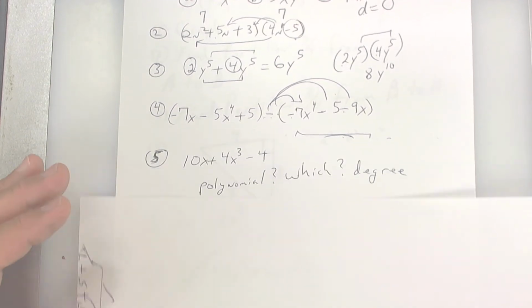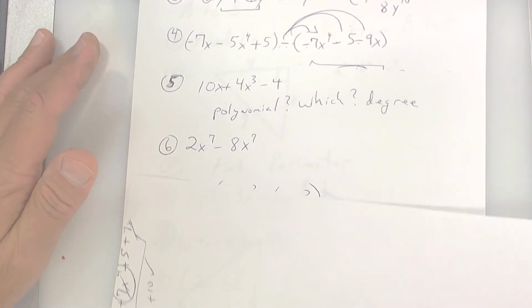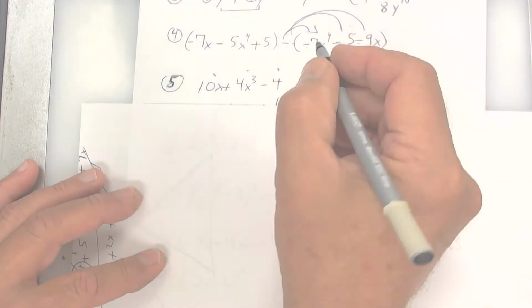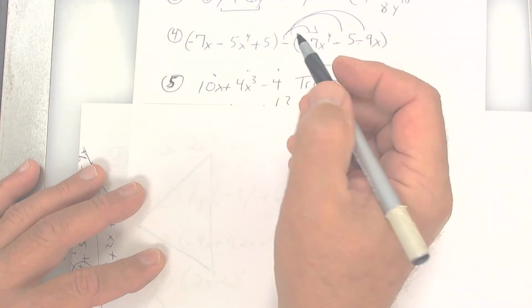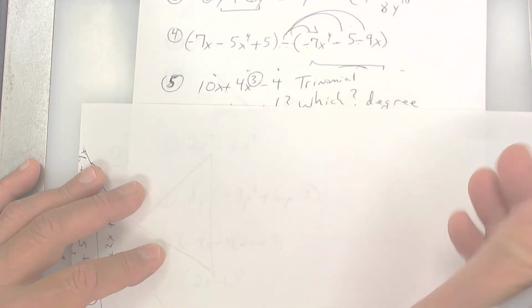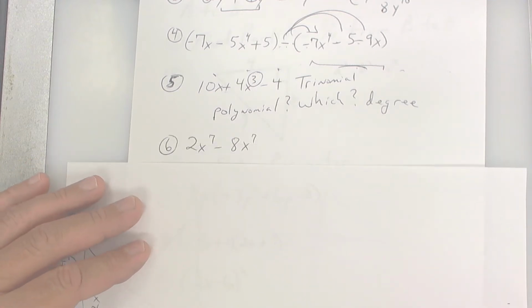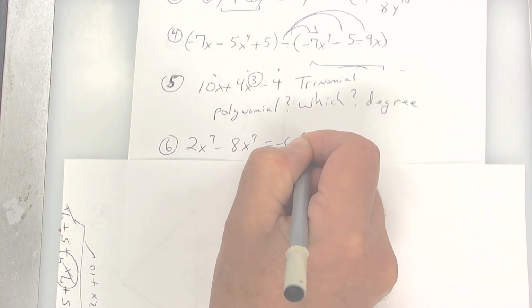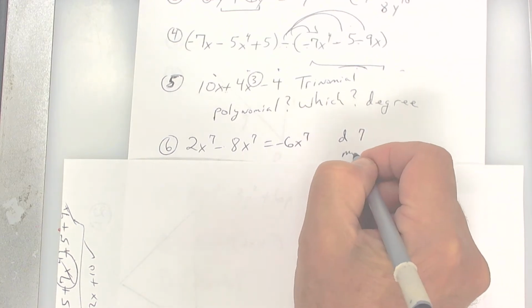All right, copy down the rest of these. It is a trinomial because it has 1, 2, 3 terms. So trinomial. The degree is 3. That's the biggest one. You don't add these because they're separated by pluses and minuses. Okay, let's go on. This one right here gives you a negative 6x to the 7th power. The degree is 7, and it is a monomial.